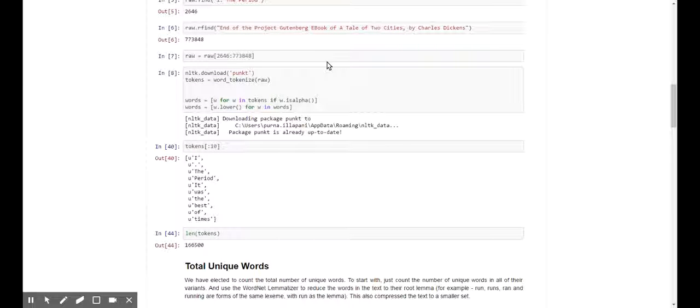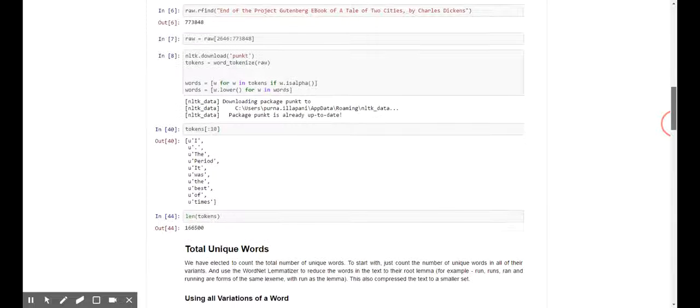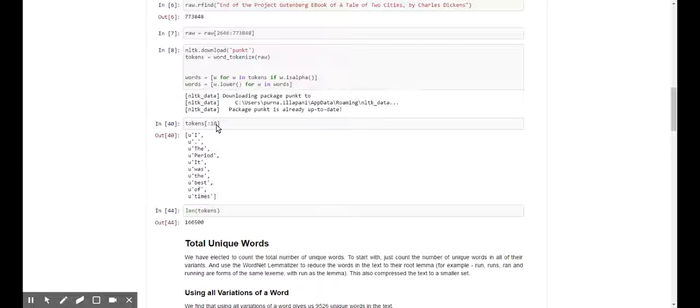And we also tokenized the data. Tokens are nothing but the words appearing in the text. If you see, the total number of tokens in this text are 166,500, and here is a sample of 10 of those tokens listed here.